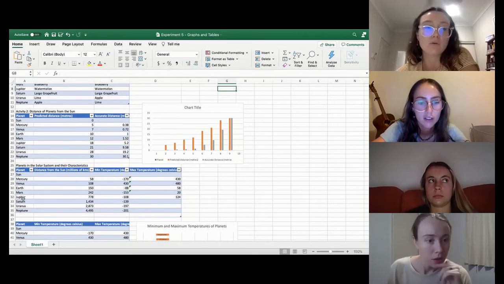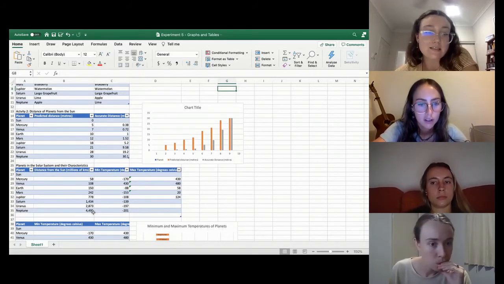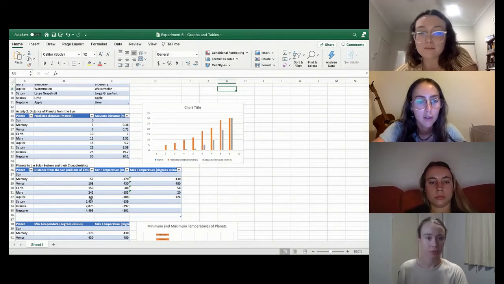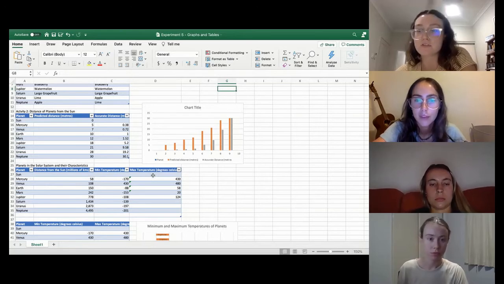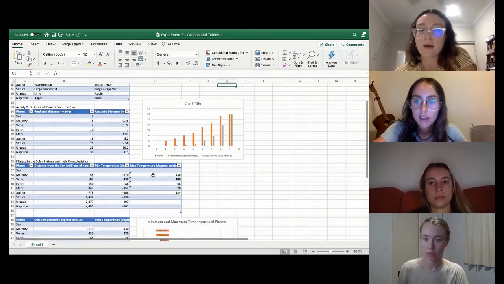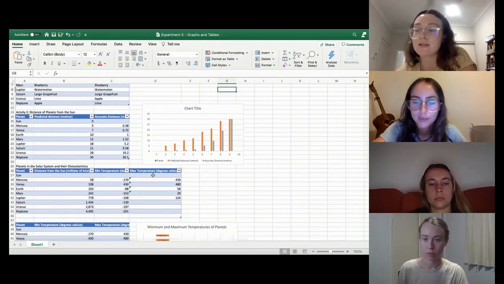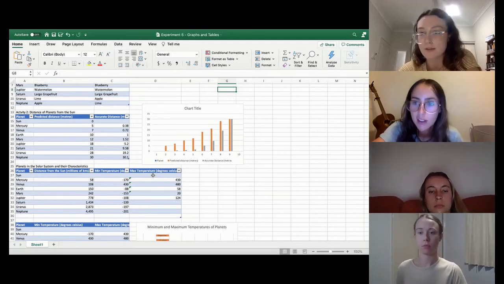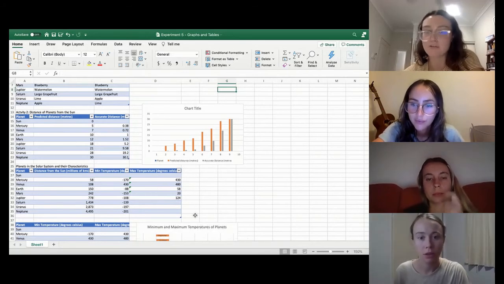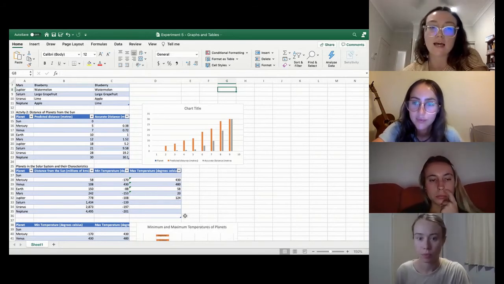So I have all the planets in order here, and then their distance in millions of kilometers, and then their minimum temperature and their maximum temperature. Now, I found this super interesting when Alicia and Darcy, you guys were talking about it. I had the idea in my head that the planet closest to the sun was going to be absolutely the hottest. Me too. So I found that really interesting, and I wanted to record that.